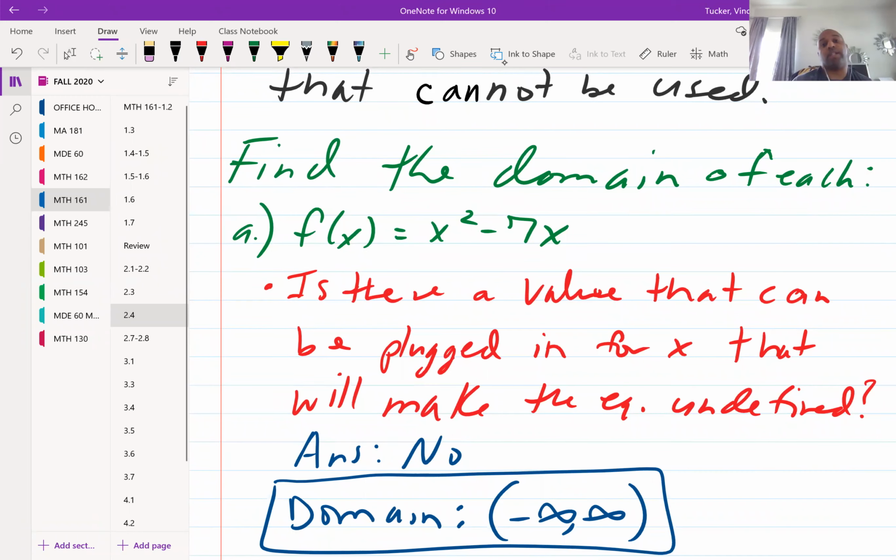So everything you plug in, if you plug in positive 1, you will get a number out. If you plug in negative 1, you get a number out. If you plug in 0, you will get a number out. So you can calculate any value that you plug into this function. So your domain will be negative infinity to positive infinity.